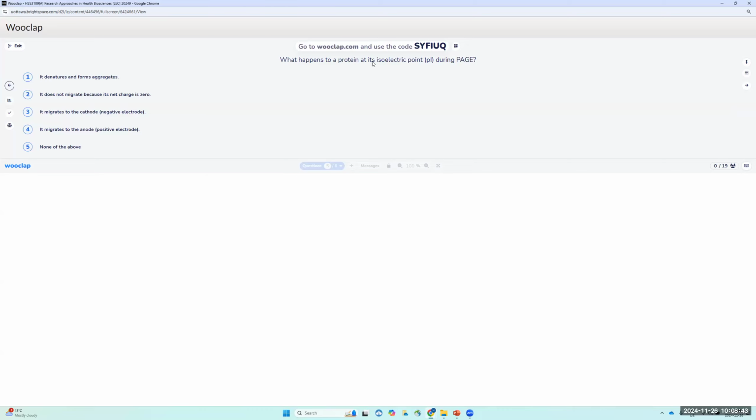What happens to a protein at its isoelectric point during the PAGE? And again, let's count a minute. It denatures and forms aggregates. It does not migrate because its net charge is 0. It migrates to the cathode toward the negative charge, or migrates toward the anode, positive charge, or none of them.